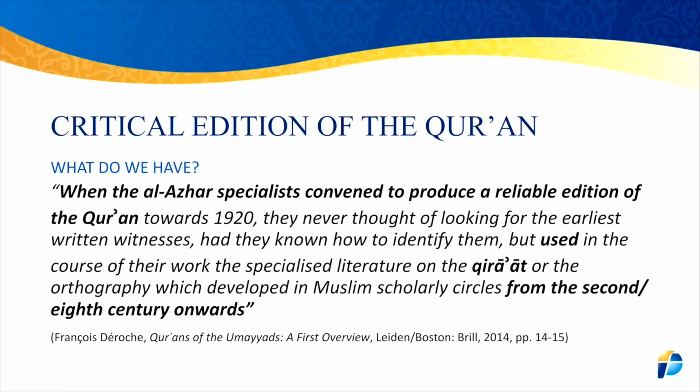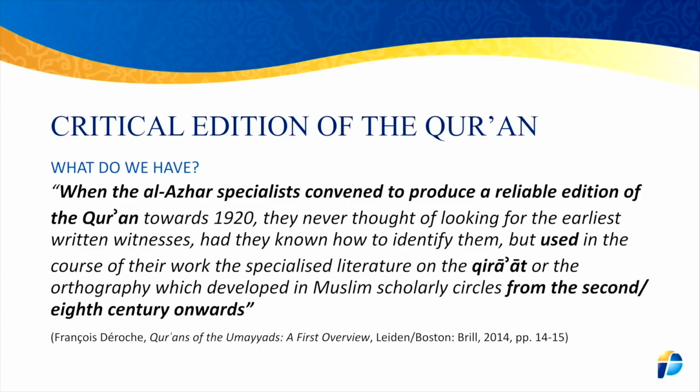Had they known how to identify them, but used in the course of their work the specialized literature on the Qira'at, which is the Ahruf, the Qira'at, the dottings, the time when the dottings were starting to be introduced, or the orthography which developed in the Muslim scholarly circles from the 2nd to 8th century, or 2nd century AH, or 8th century as we know it. That's hugely significant.